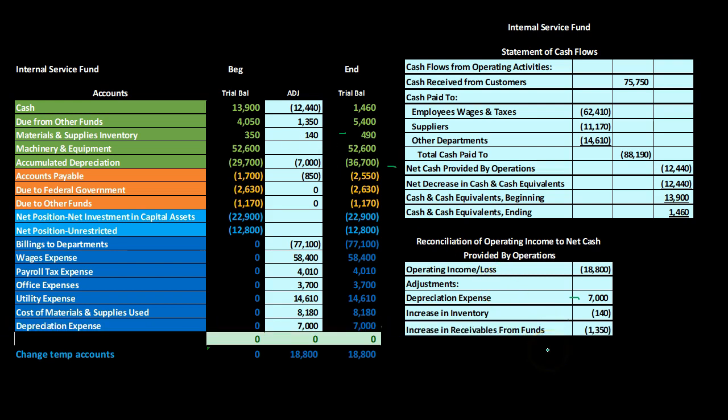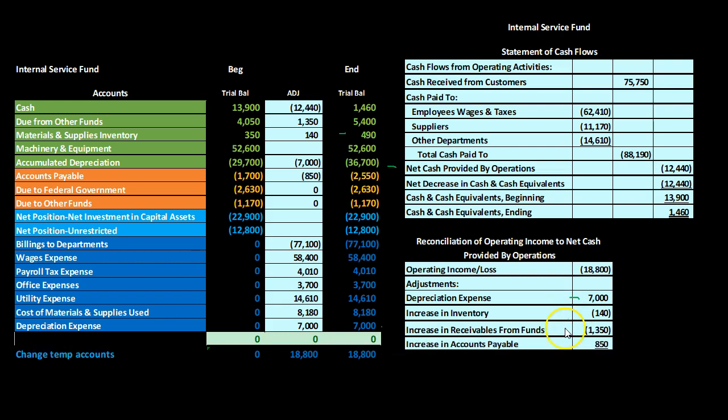Then we have the increase in receivables from funds. So that's the 5,400 minus the 4,050. And again, it's an asset. So the asset's going up. Therefore, it's going to be represented as a negative here.